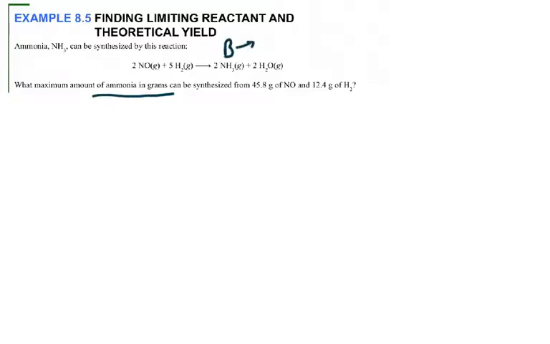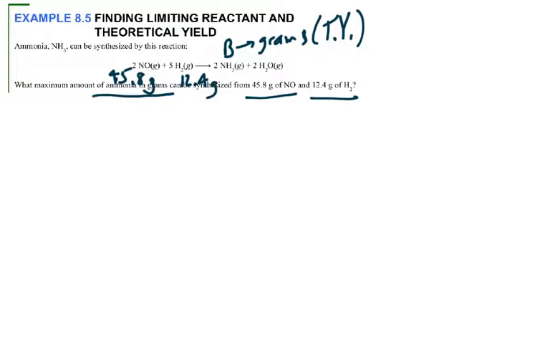And they want grams. Okay? So technically, when we solve for this, we're looking for the theoretical yield of ammonia. And notice the 2 givens. They're giving you 45.8 grams of NO, and you got 12.4 grams of H2. We're going to label this A1 and A2, and we're going to perform 2 mass-to-mass problems.